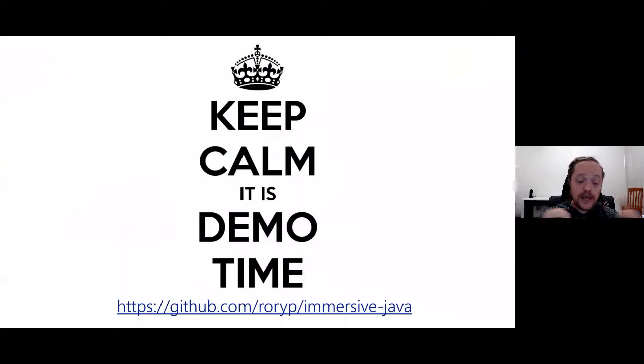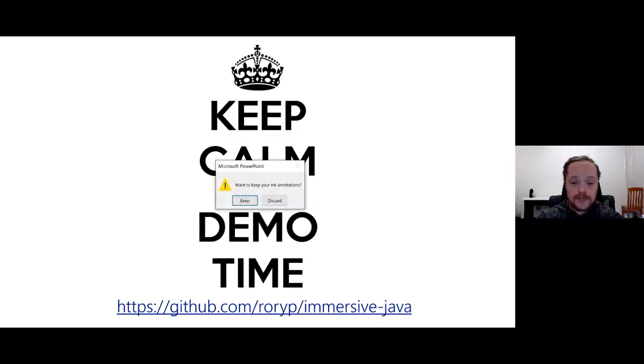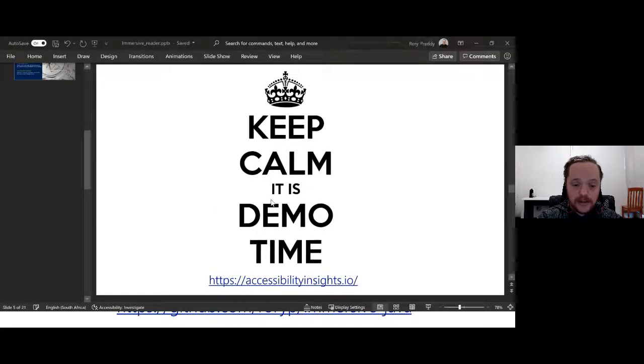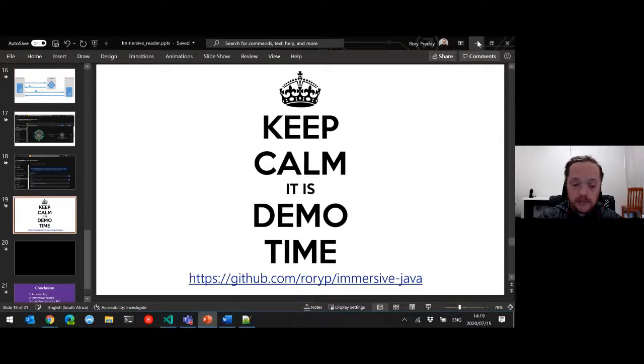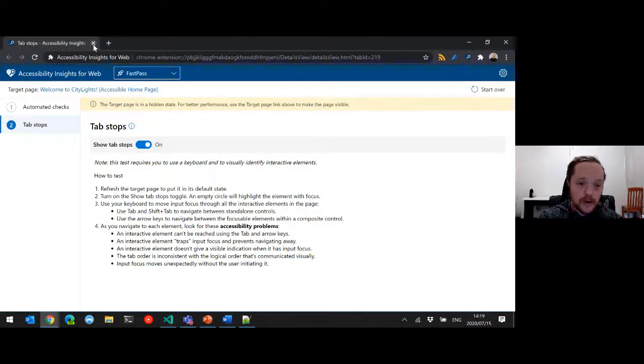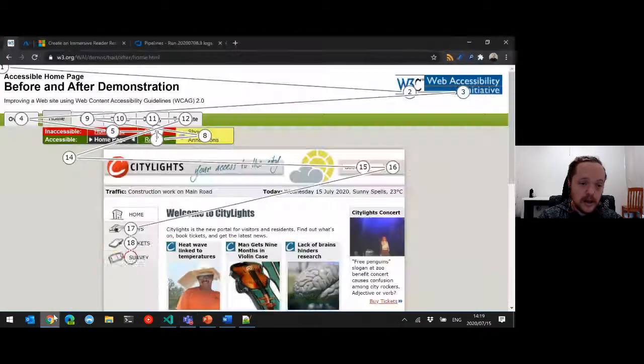Now, if you want to have a look and play around with it, I put everything on my GitHub repo, github.com/RoryP, Immersive Java. So you can go around and play with that. And that's the actual Java version that you can host on Azure. So let's go in and create our resources. So I'm going to minimize that. I'm going to close tab stops there. And I'm going to close this site here.